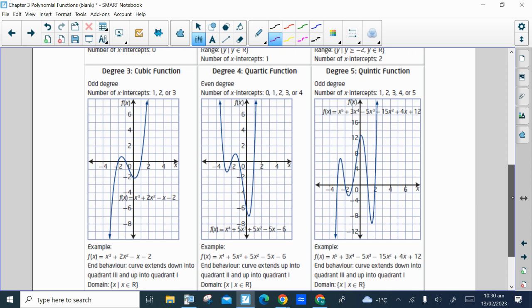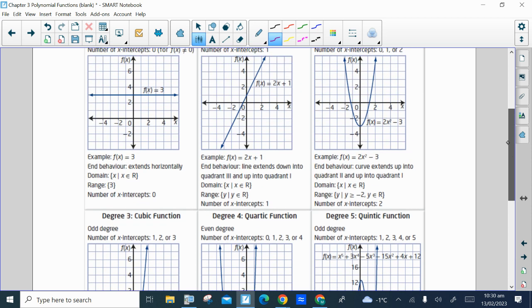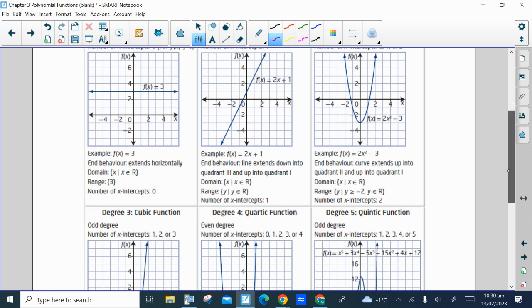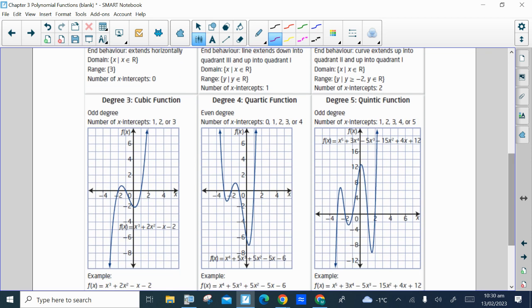Finally, the constant term tells us the y-intercept. In the case of the linear function, y equals 2x plus 1, m is the slope, that's 2, b is the y-intercept, that's positive 1. Same thing with the quadratic, right? The constant term there is negative 3, that's the y-intercept. When we look at the 3rd degree polynomial, the constant term is negative 2, that's the y-intercept.